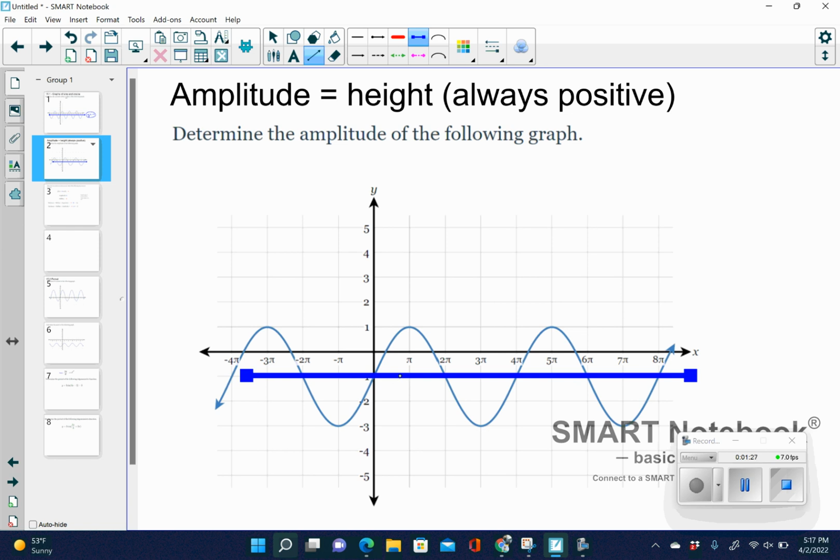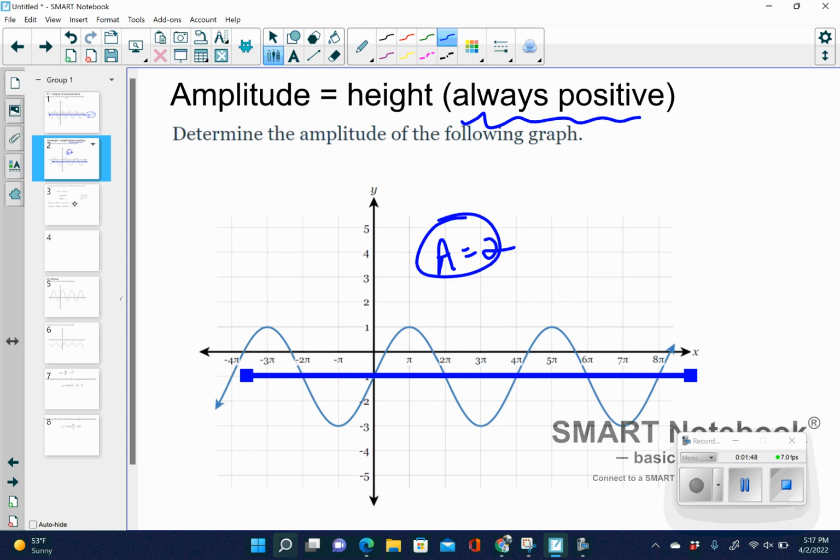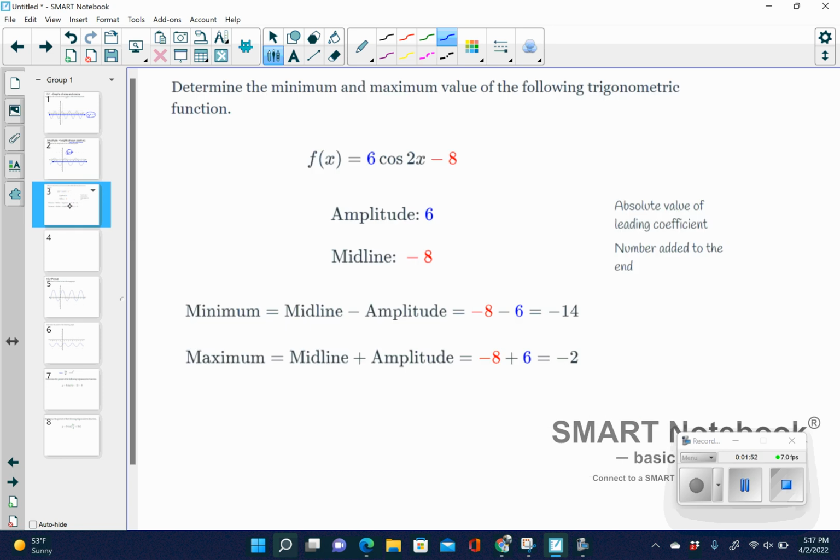And what we're looking for is the height of the graph. The height is always positive. You have to remember that, okay? Always positive. So we're just going to count 1, 2. So the amplitude of this graph is 2. And you can verify that because underneath is also 2. Height is always positive, so the amplitude is 2. That's it. The next one is determine the minimum and maximum value of the following.